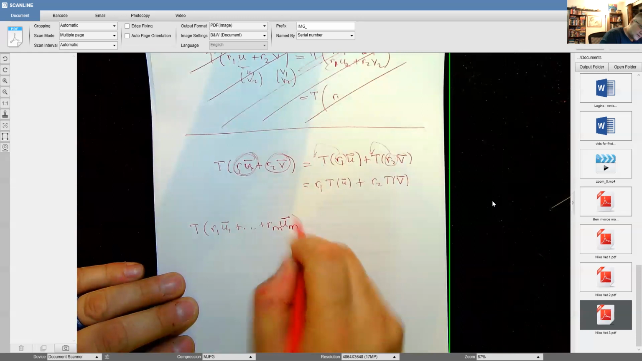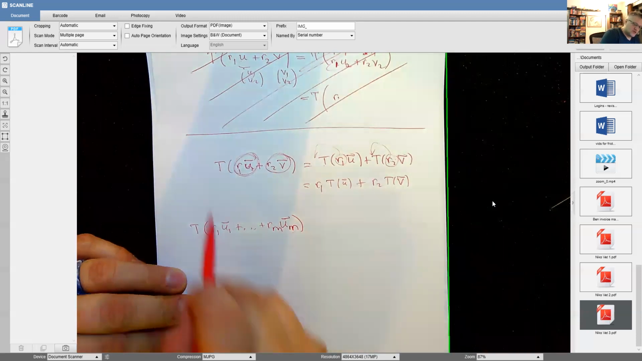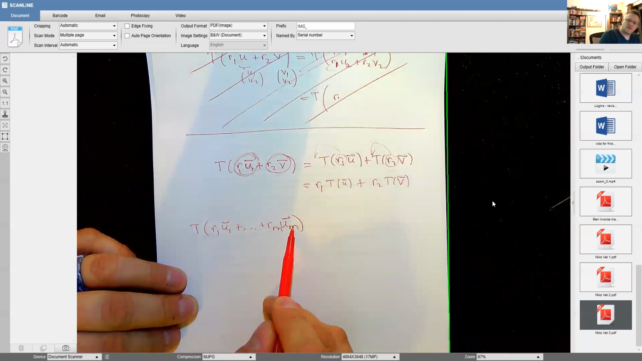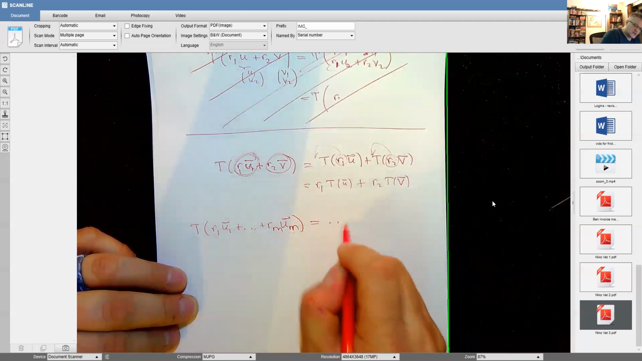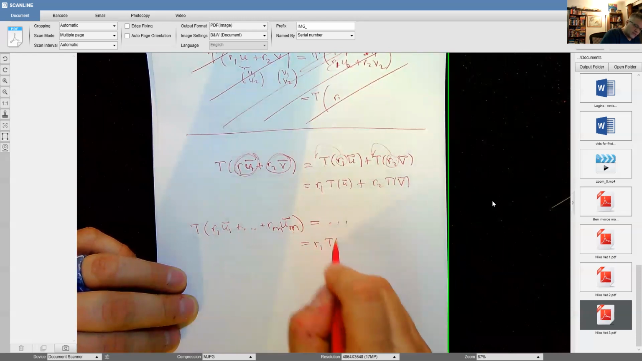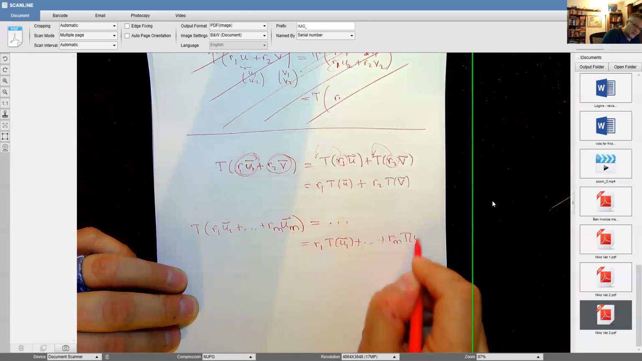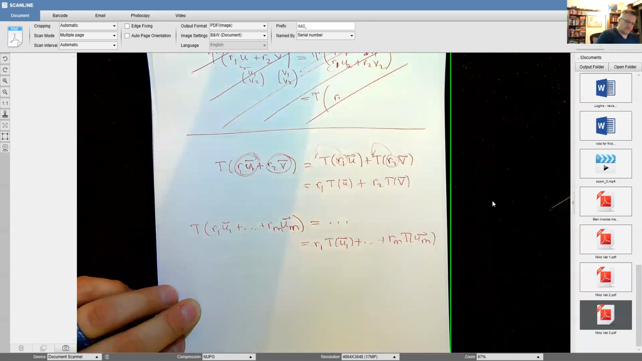Okay, so if I have M vectors multiplied by scalars, you could argue inductively, technically. This would be the base step. I would assume I have the property for m vectors, and then you'd argue that you'd have the property for m plus 1. But you can show that you can break this up into the sum of m pieces.